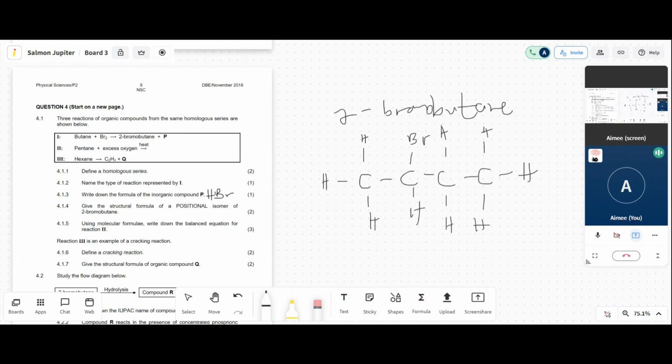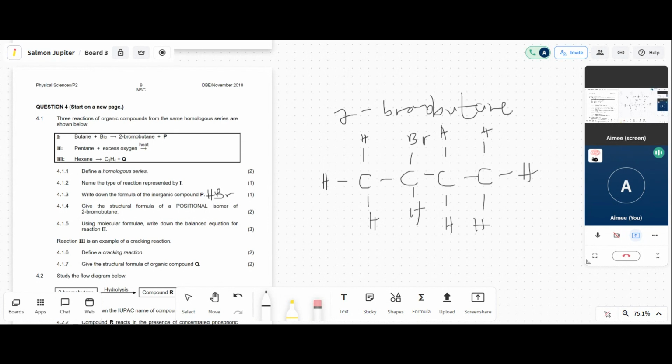4.1.5, using molecular formulae, write down the balanced equation for reaction 2. Okay, so let's have a look at reaction 2. We're taking pentane, which is an alkane. We're exposing it to excess oxygen and heat, and it's giving us what? What is it going to give us?